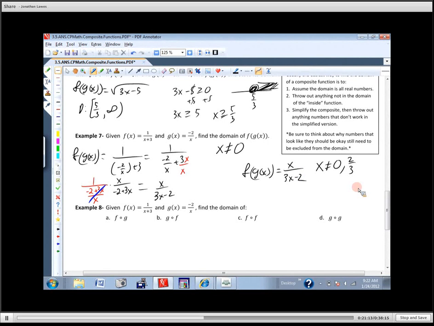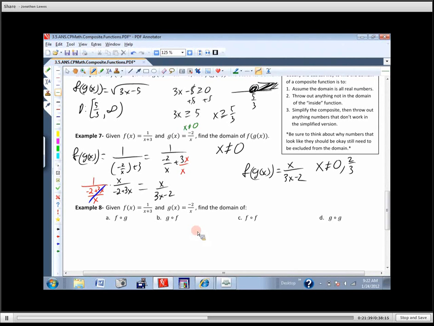Is that all right? Would also not be because f of x is. Okay, so here's the interesting thing, and this is why I put this statement right here. Be sure to think about why the numbers that look like they should be okay need to be excluded from the domain. And John's question, why things that look like they ought to be excluded don't need to be excluded. So the domain for this one was everything except for 0, correct?